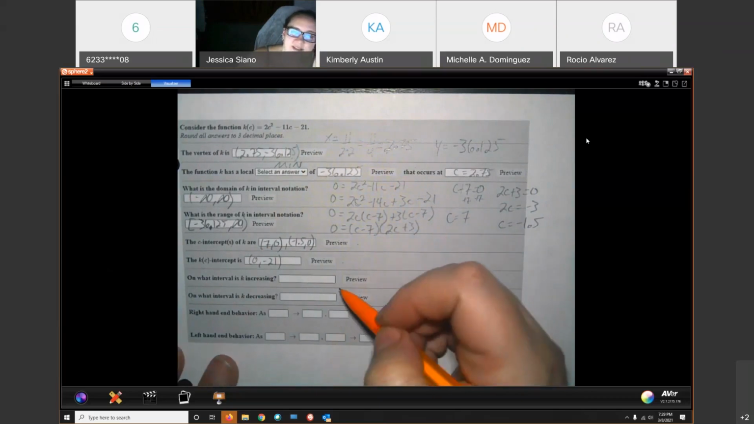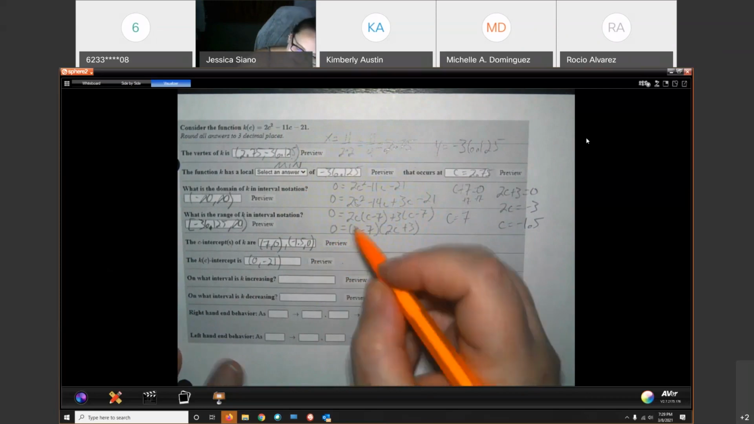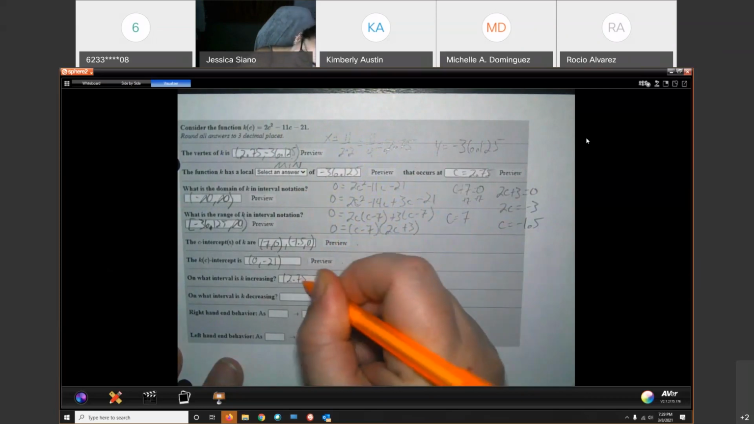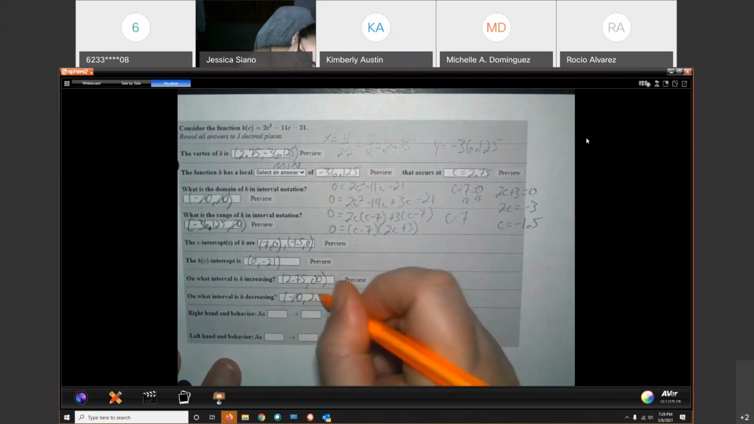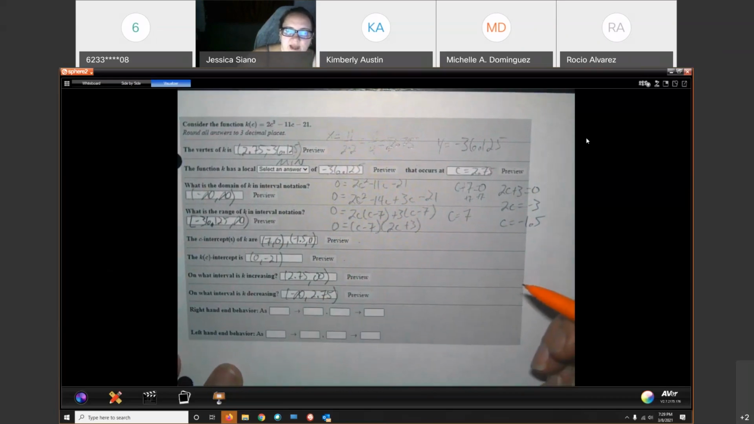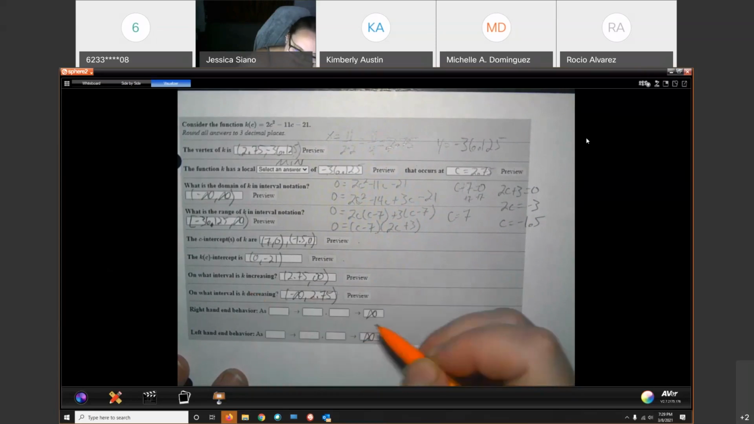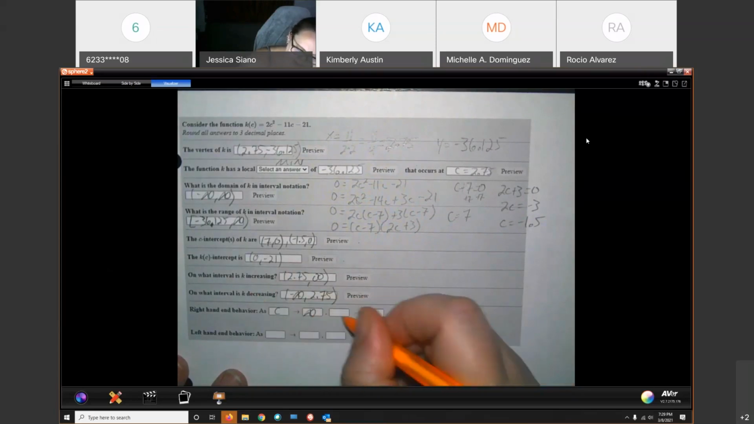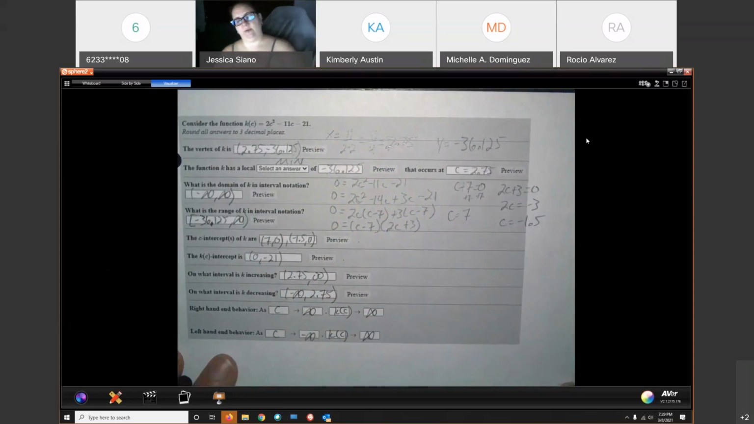And just like with the last one, since this opens up, it is decreasing on the left side of its vertex and increasing on the right side of its vertex. And also, just like the last one, since it opens up, my end behavior is that it goes up on the left and up on the right. So as c goes to the right, k of c goes up, and as c goes to the left, k of c also goes up.